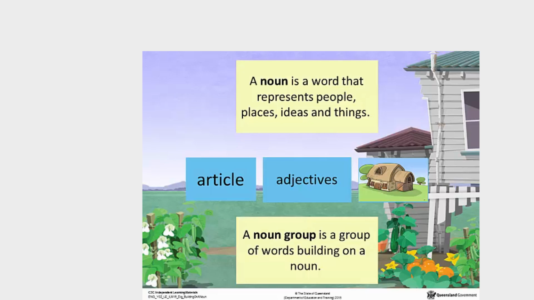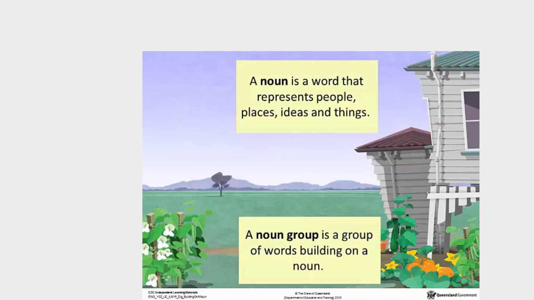So the words a tiny stone house give us a picture in our head of what the house would look like. These words have built on the noun house and are called a noun group. A tiny stone house.